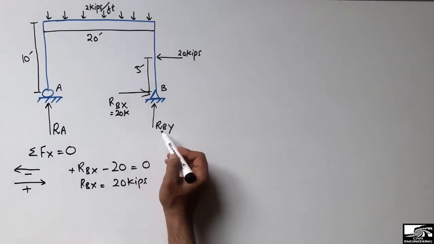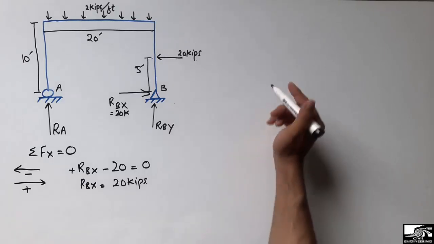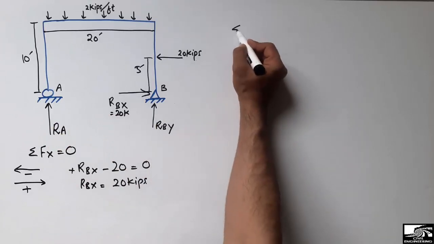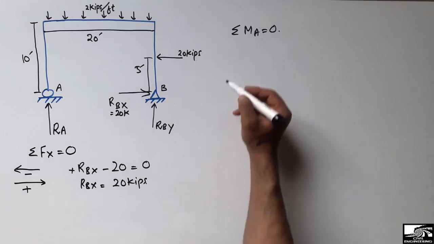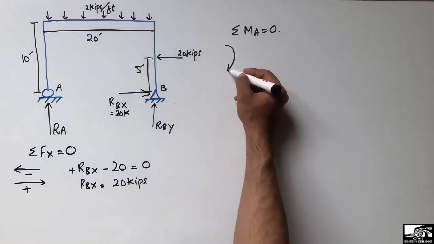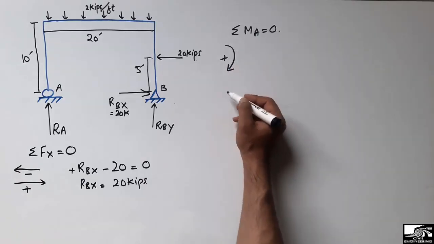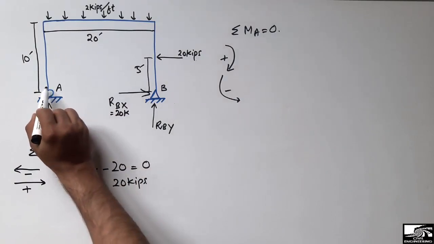Now to find the vertical reactions, I will use the summation of moments method. Taking the summation of moment at point A equal to 0, let's suppose the clockwise moment is positive. You can see the clockwise moment is positive, while the anti-clockwise is taken as negative. So taking the summation of moment at point A is equal to 0.